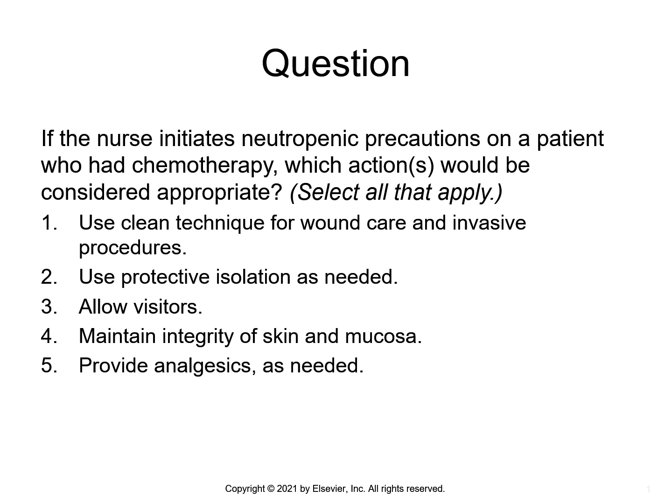If the nurse initiates neutropenic precautions on a patient who had chemotherapy, which action would be considered appropriate? One, use clean technique for wound care and invasive procedures. Two, use protective isolation as necessary. Three, allow visitors. Four, maintain integrity of skin and mucosa. Five, provide analgesics as needed. The correct answers are 2 and 4.